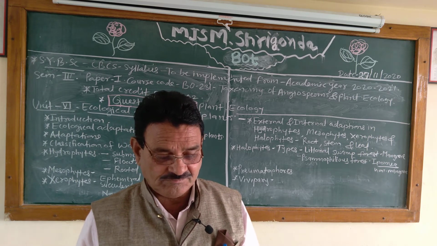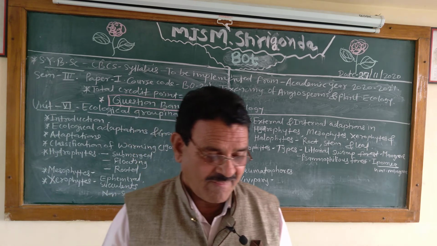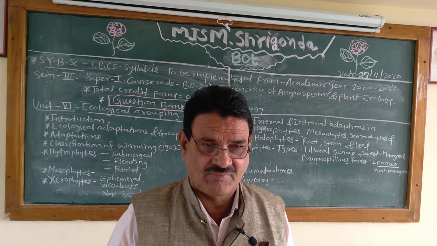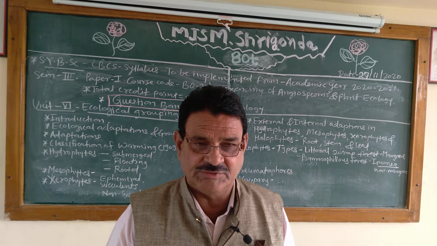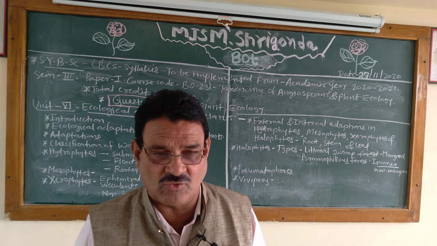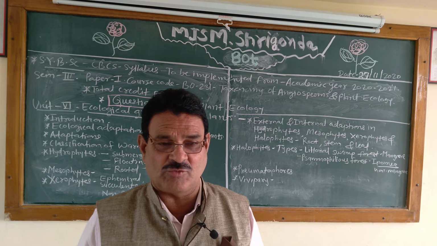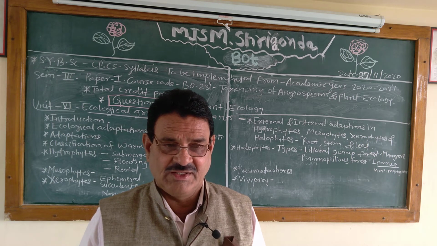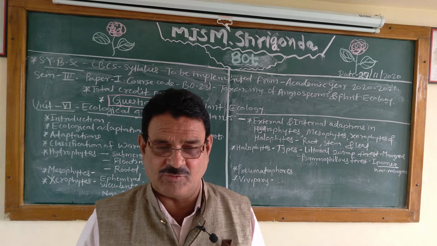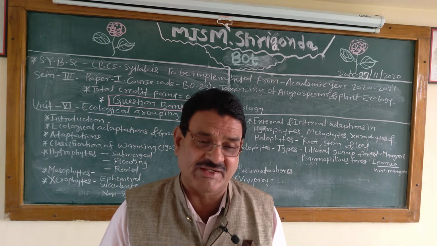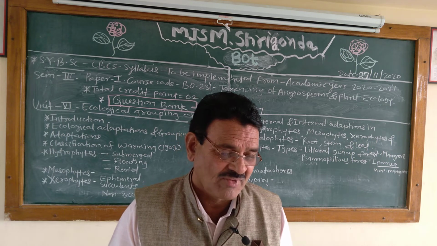Then next questions: what are halophytes? Give the types of halophytes. Which plant is non-mangrove? Which plant is a mangrove? What are pneumatophores? Define vivipary. How will you differentiate hydrophytes and halophytes? Enlist any 4 hydrophytes, any 4 mesophytes, any 4 xerophytes, any 4 halophytes.